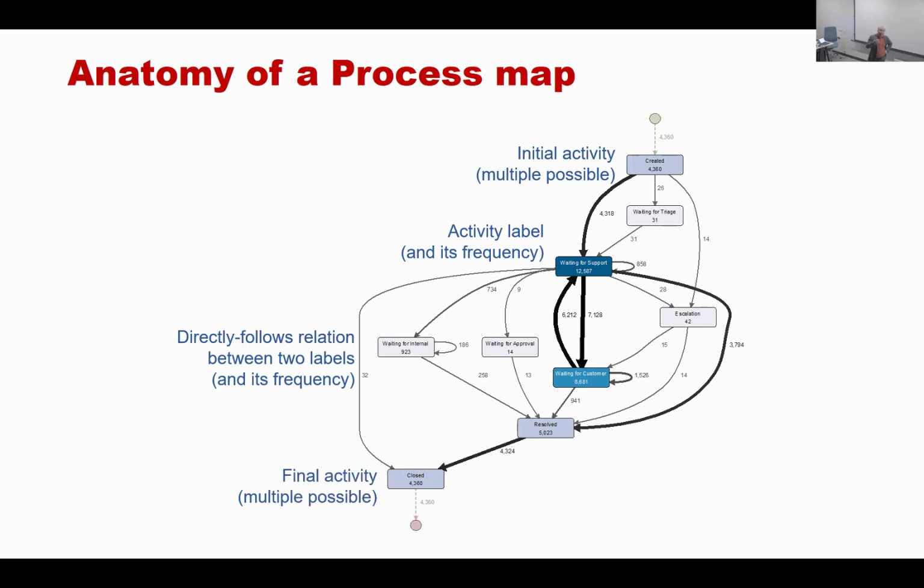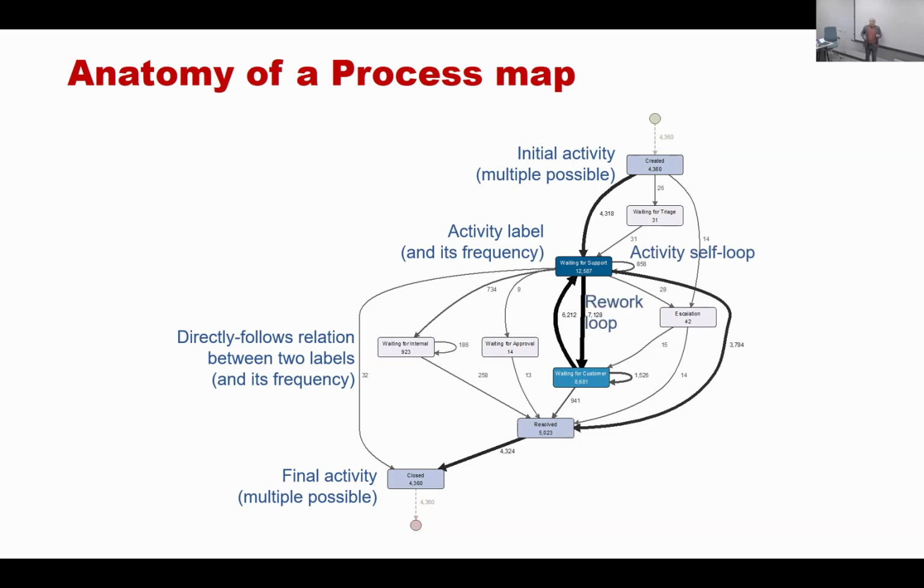And how do you know that something can be a final activity, or the last activity of at least one case? Because it has at least a dotted line going into the end event of the process map. So here, the activity at the bottom, which has a dotted line going into the end event, is a final activity.